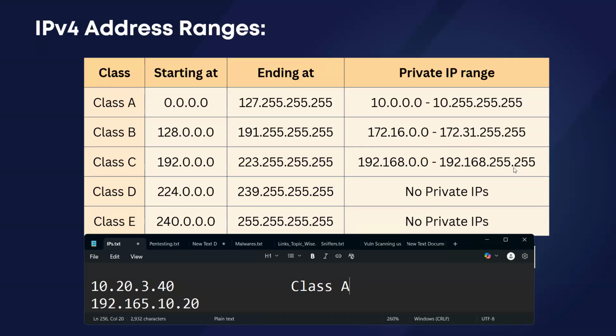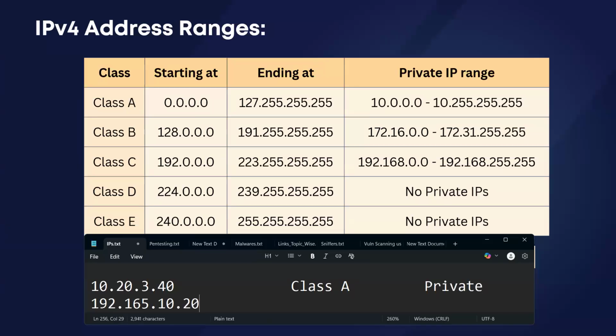and third and fourth octets can be anything from 0 to 255. For class D and class E, there are no private IPs at all. All of them are public IPs itself. So now looking at this IP, do we know which IP is this, public or private? First octet is 10, and that is 10 here itself. So if it is falling in this range, it's a private IP.